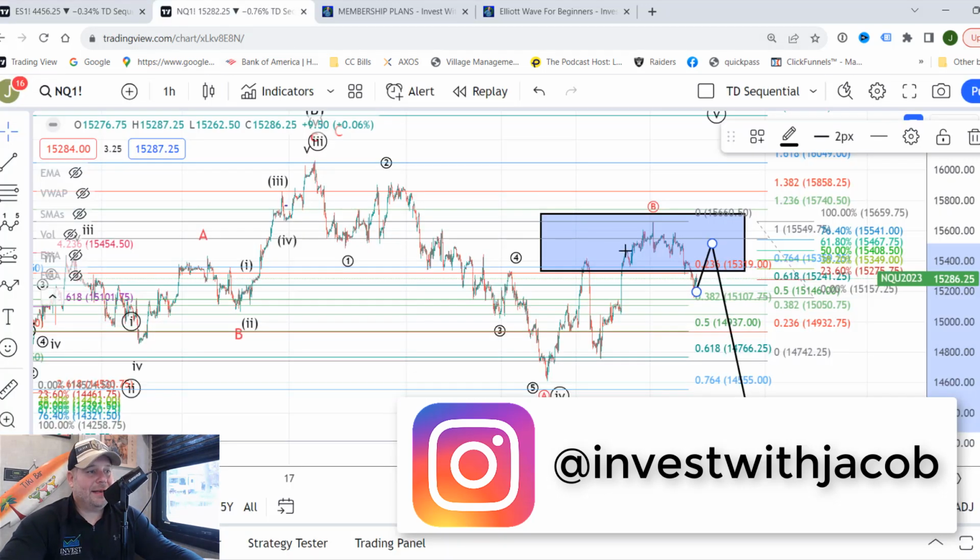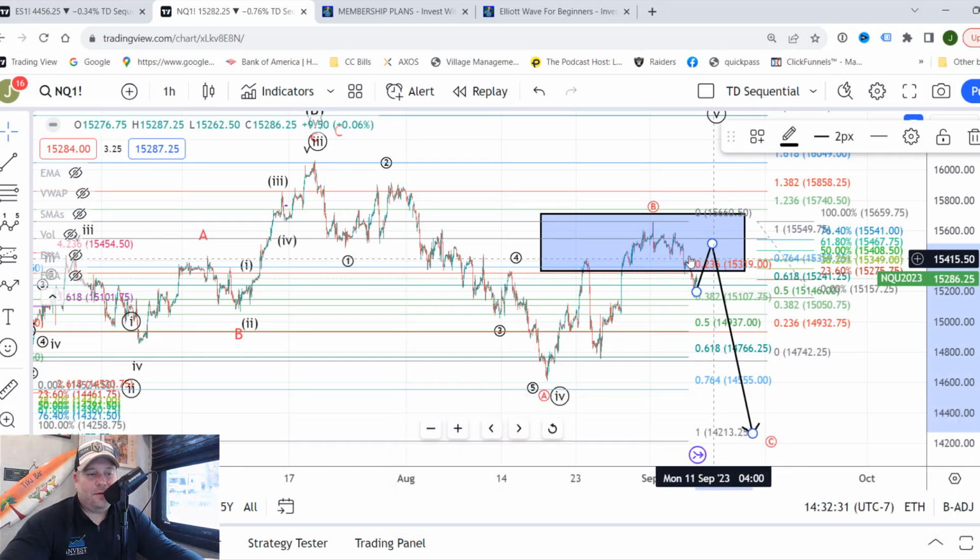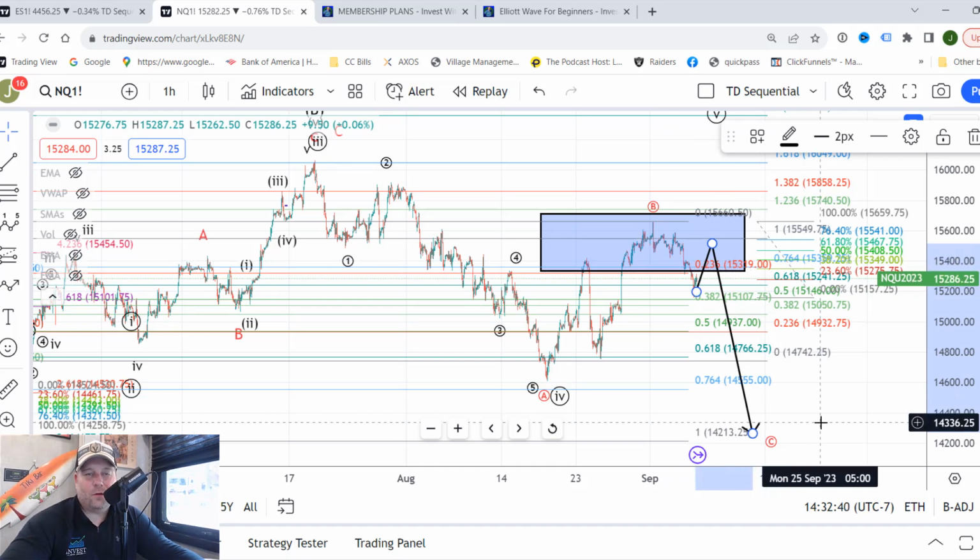Over on the NASDAQ, Bears want to keep it under 15,400. If they can keep it under 15,400, we would look for another wave down to complete this move off the top, then look for a wave 2 bounce, and then continuation to the downside toward the 14,200 level. At that time, it's going to be critical on both charts for the bulls to hold.